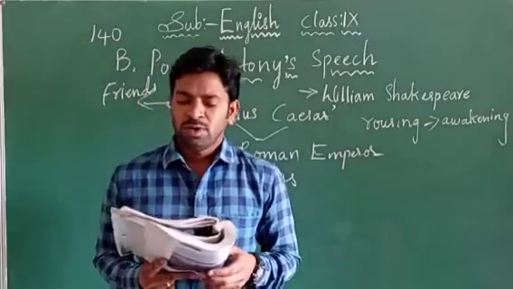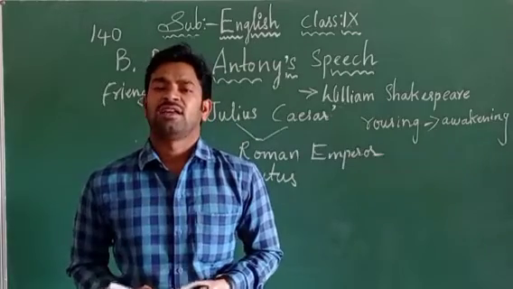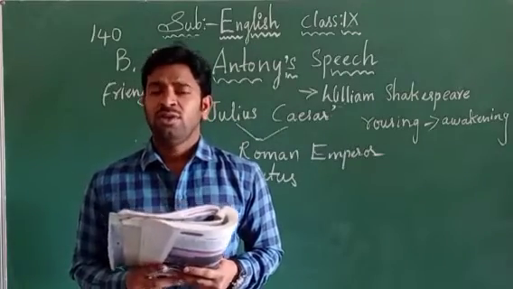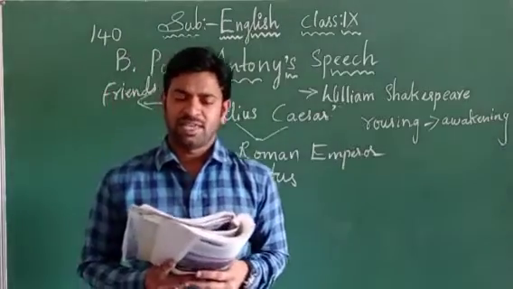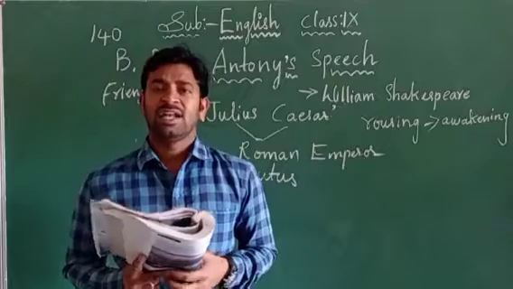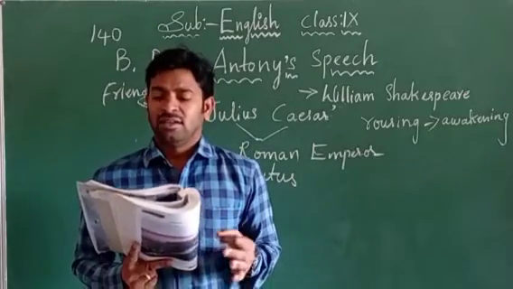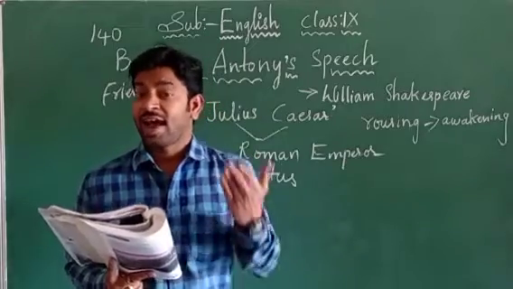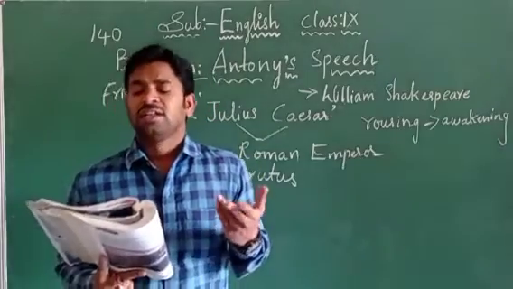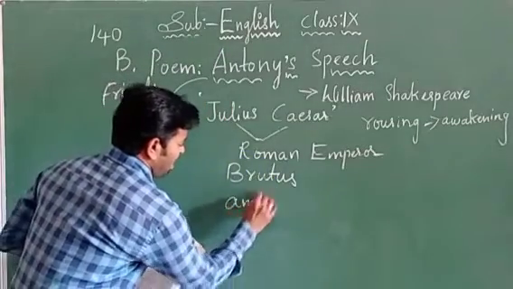Now the noble Brutus has told you Caesar was ambitious. See here, the noble Brutus. See how Antony is giving respect to Brutus here. Noble means kind-hearted, children. So he is describing Brutus as a noble, kind-hearted person. And this kind-hearted person is telling that Caesar was ambitious.